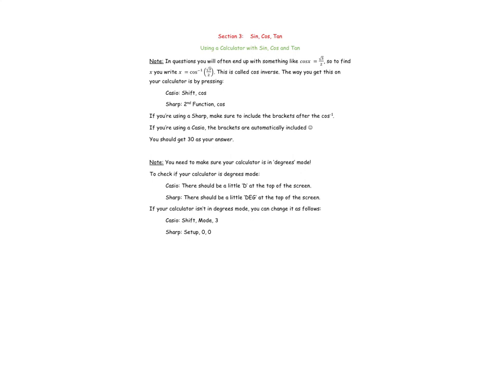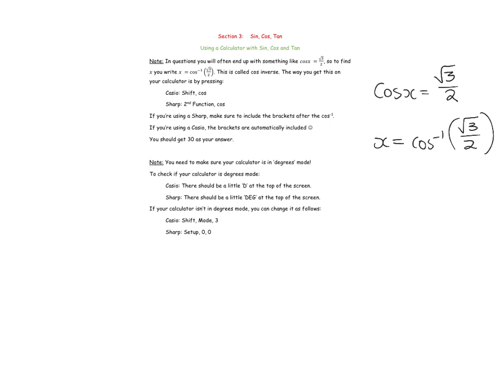This video talks about using a calculator when working with sine, cos and tan. So mostly in questions, and particularly in questions like in the last video, you will end up with something like cos x is equal to square root 3 over 2. Exactly like we have here. To find it, we need to divide technically by cos, but when we divide by cos, we don't actually divide by cos, we get the cos inverse. So this becomes x is equal to the cos inverse of square root 3 over 2.